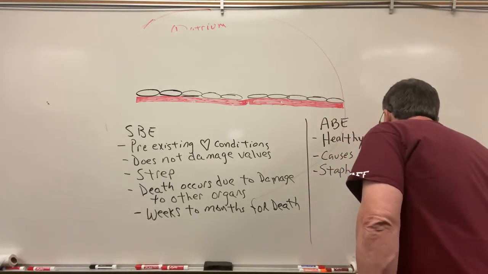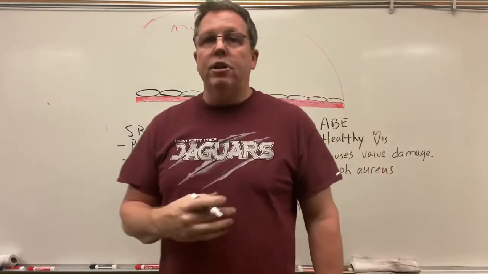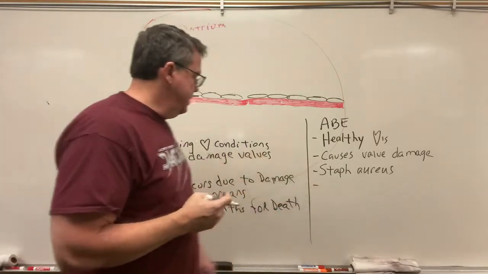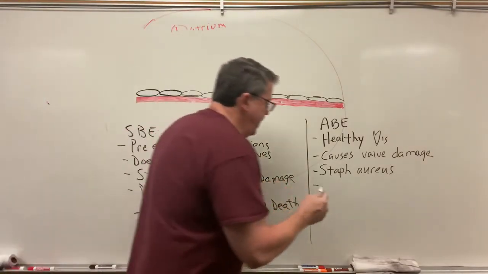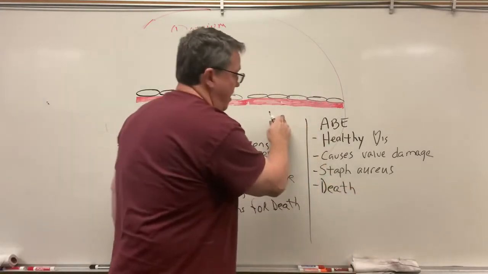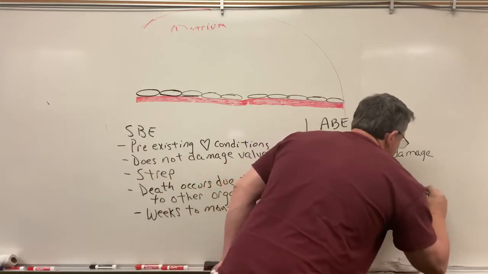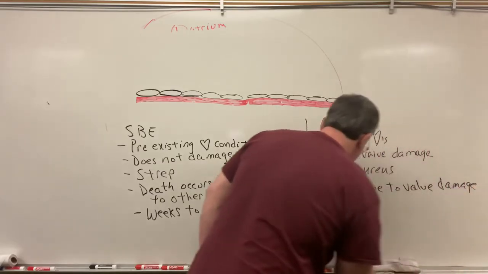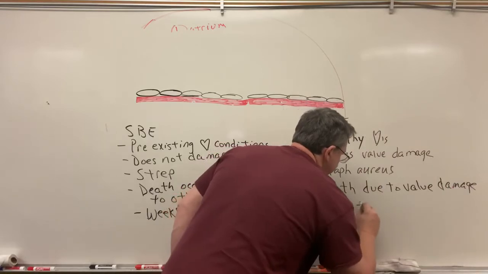Staph aureus is in your nose and it can be found on your skin. In fact, a lot of times when people get like folliculitis or inflammation of a hair follicle, it's a staph infection. This death occurs due to damage to other organs. This death occurs due to damage to the valves. Okay, and then also this kills within days to weeks.